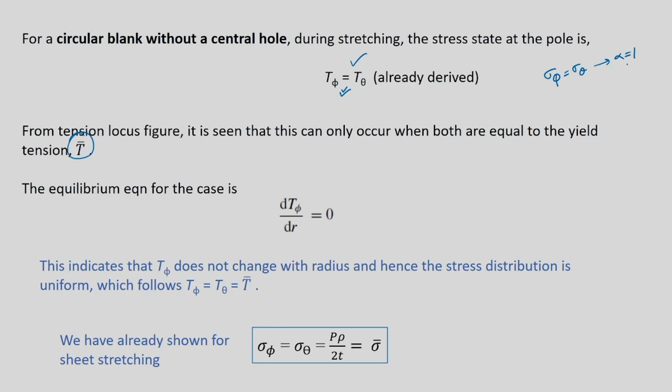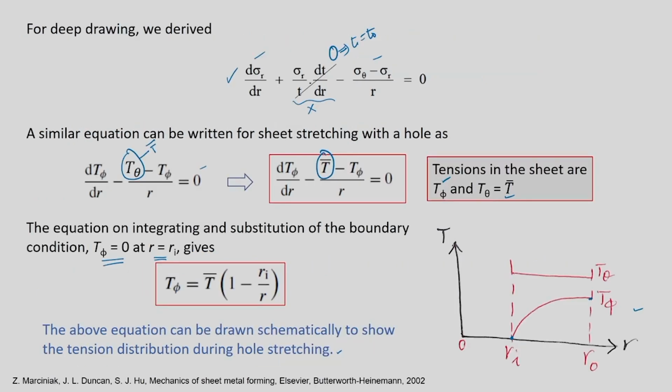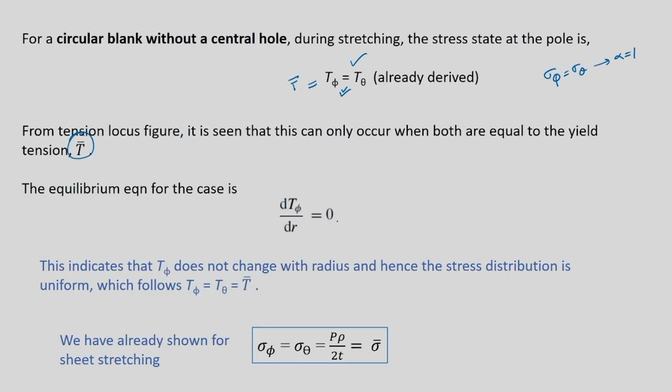And it is also obvious, because when you say alpha is equal to 1 and put it in that equation before, you will see that it leads to sigma phi equal to sigma theta is equal to sigma bar, we said. Instead of that, we are writing T phi equal to T theta is equal to T bar. So, now in this differential equation, this term will also go off, and you can simply say dT phi by dr equal to 0.